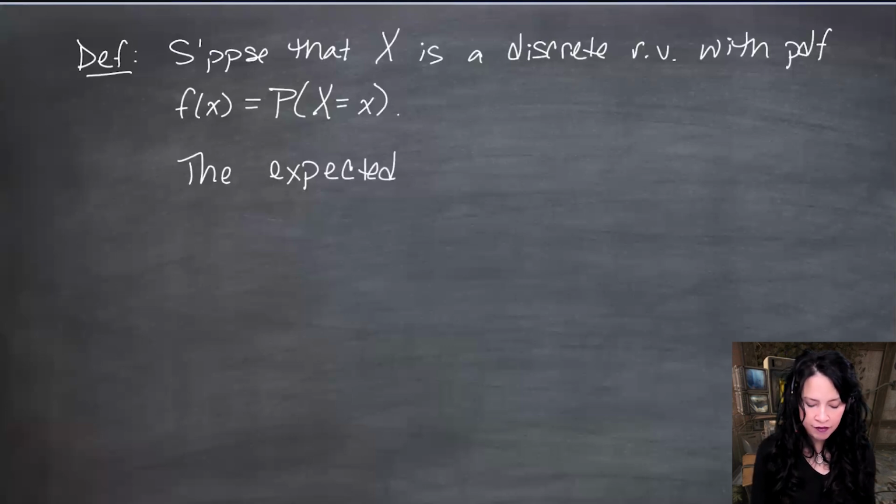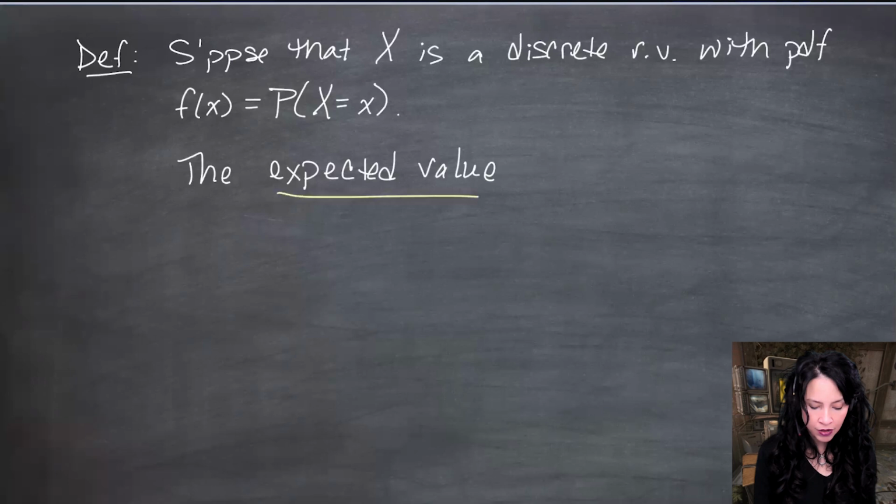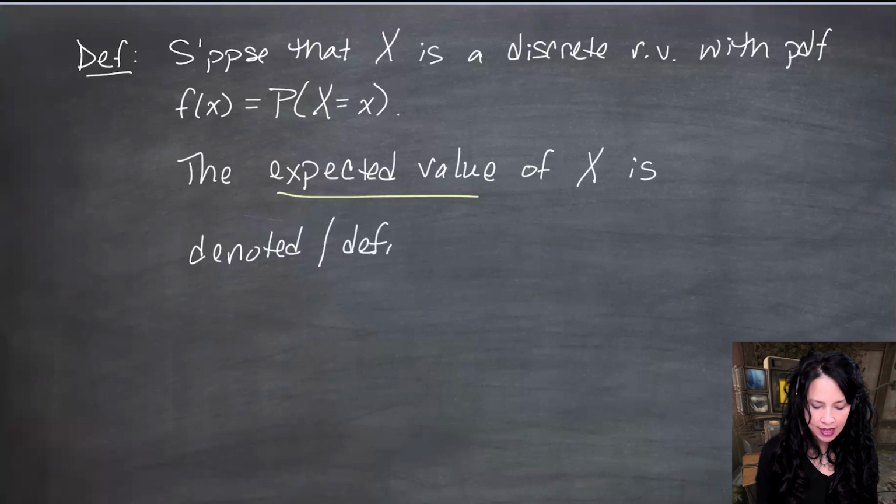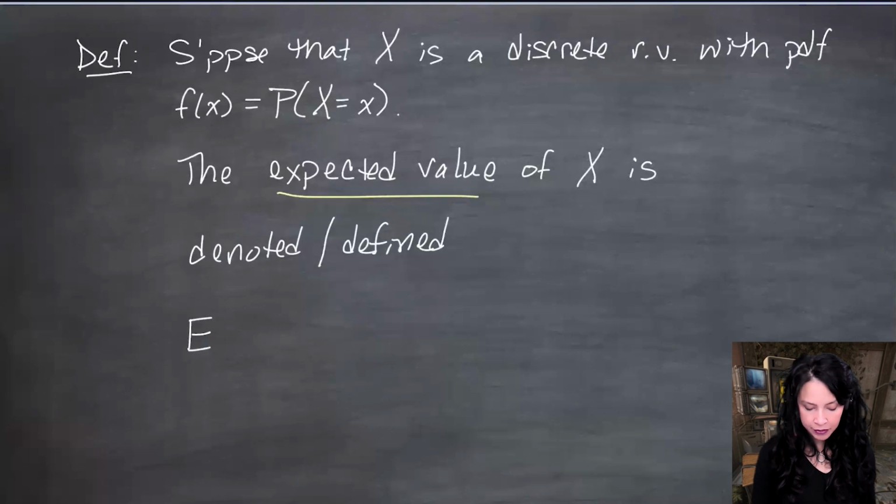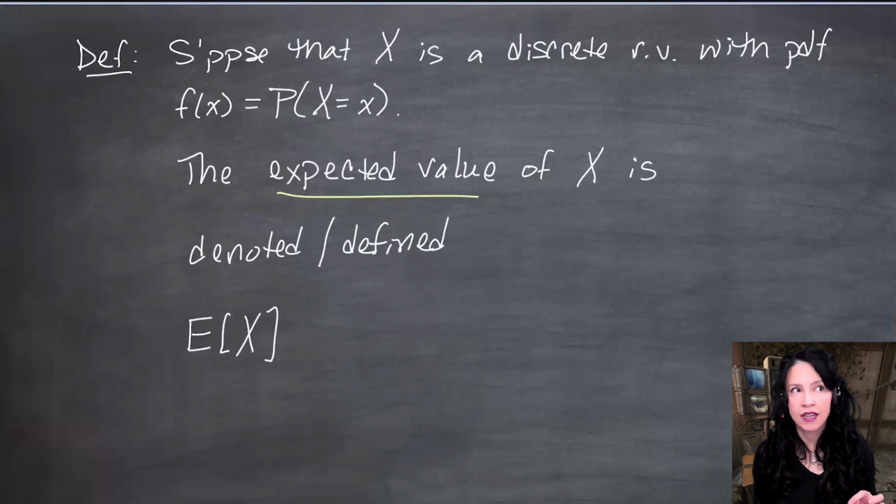The expected value or expectation or mean, these are all equivalent, of X is going to be denoted and defined as follows. We're going to use a capital E. I'm going to stick with my square brackets, put an X in there. Now that should be a capital X because we're trying to find the expected value of something random that is a little unpredictable and we want to know what to expect. So that definitely should be a random variable in there.